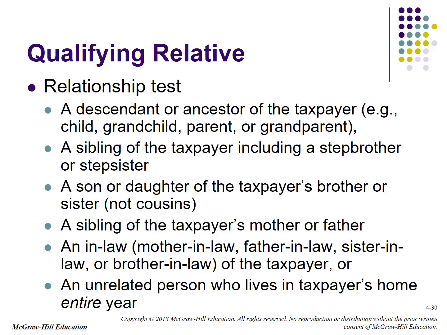An unrelated person, so someone who doesn't meet the definitions above, and this includes a cousin. So they're considered an unrelated person, but they live in the taxpayer's home the entire year. They would meet this test. So it doesn't have to be just a relationship test by blood or marriage. It could be someone, a total stranger who lives in your home the entire year, taxpayer. They'll meet this first test.